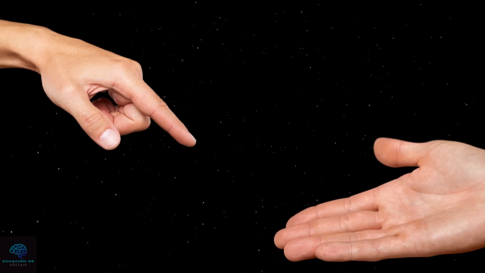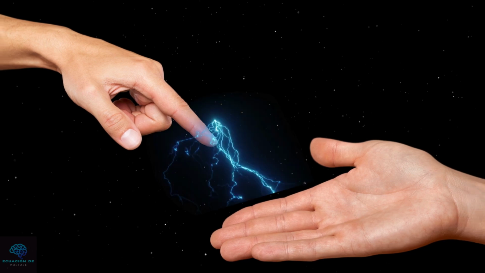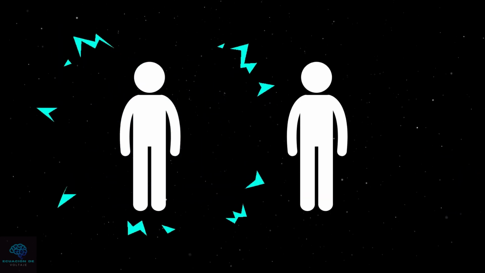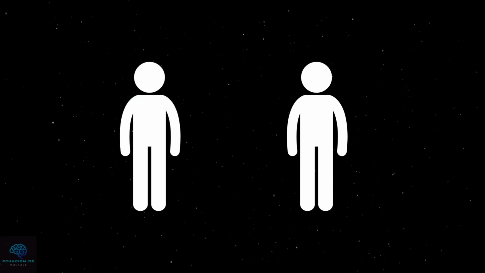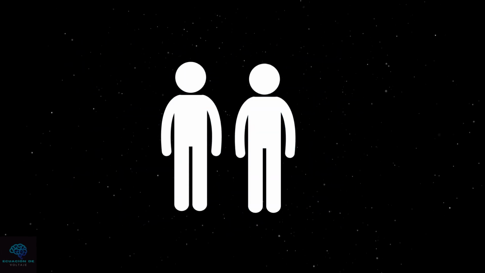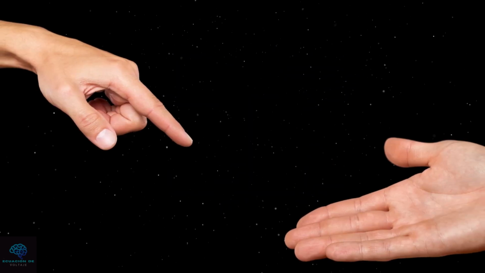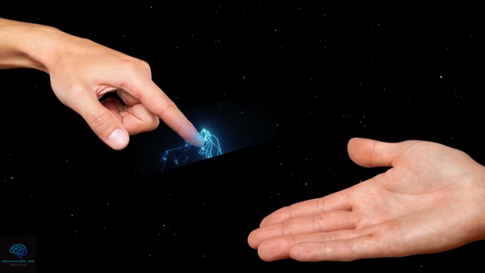But what happens when we touch another person? Well, the principle is the same. If one person has accumulated a static charge and the other hasn't, the electrons will seek to balance out by moving from the person with excess electrons to the other. This rapid transfer of electrons is what we feel as a shock or a small zap.